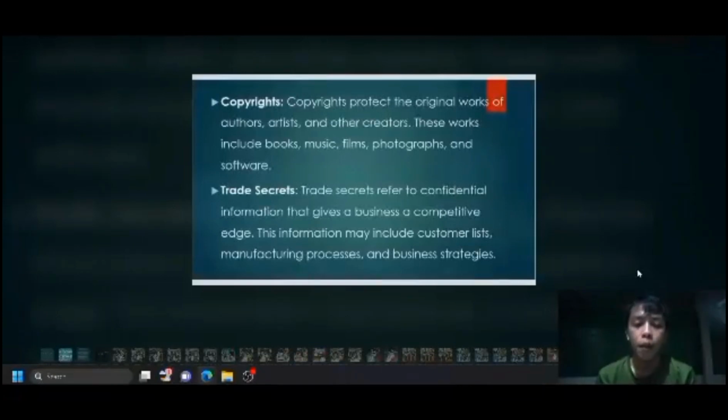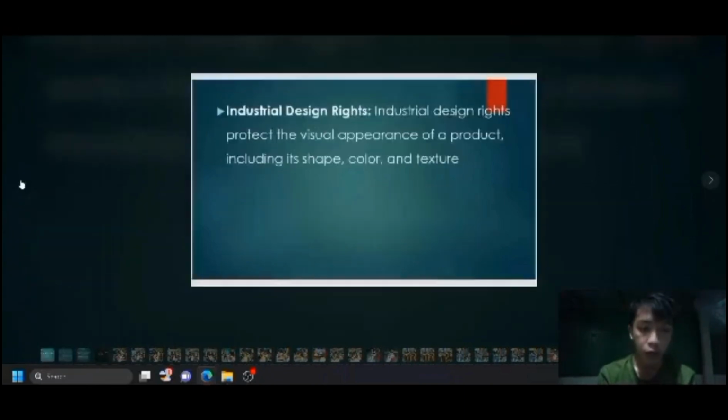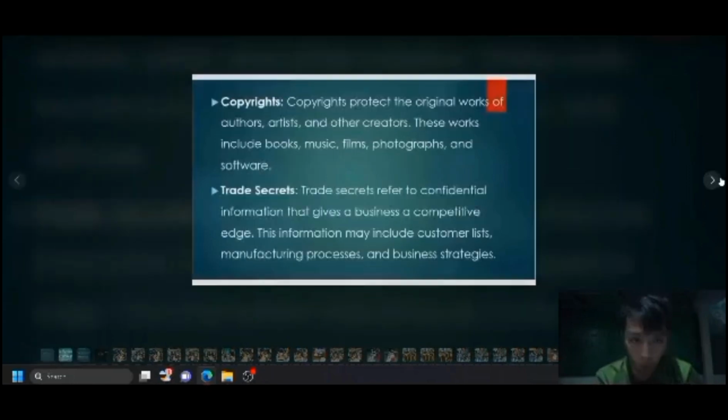So, good day, ma'am. My assigned topic is all about copyrights, trade secrets, and industrial design rights. So, copyright. What do you call copyright? Copyrights protect the original works of authors, artists, and other creators. These works include books, music, film, and software.